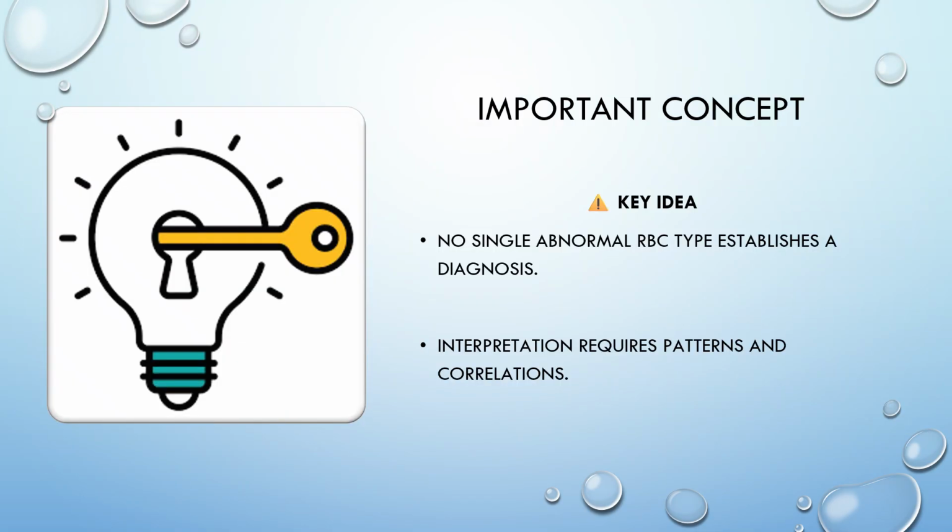Before we wrap up this section, there's one really important concept I want you to take away from all this. No single abnormal red blood cell type establishes a diagnosis. In other words, if you see one abnormal cell in a smear, that alone does not automatically tell you what disease the patient has. Laboratory interpretation is about patterns and correlations.